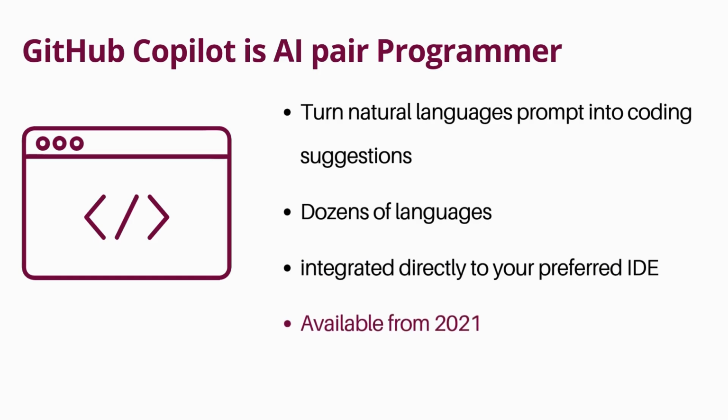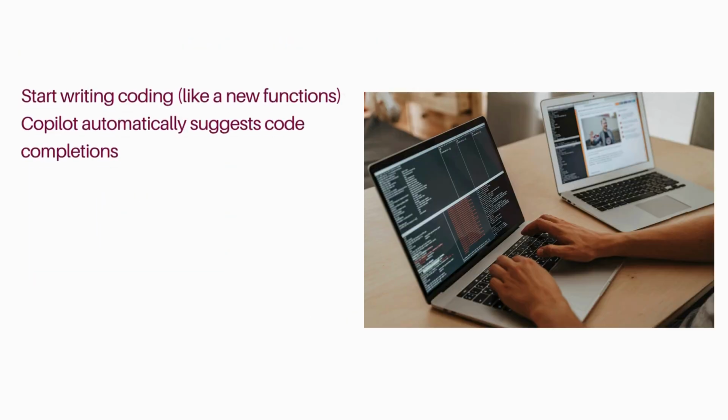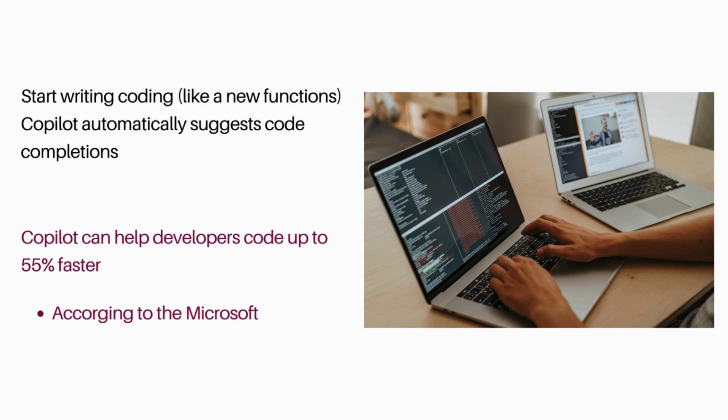Originally, it was available from 2021. It was one of the first Copilot tools released, and it's now generally available to developers worldwide. When you start coding, like writing a new function, Copilot automatically suggests completions, helping streamline your workflow. According to Microsoft Analytics, it can help developers code up to 55% faster.